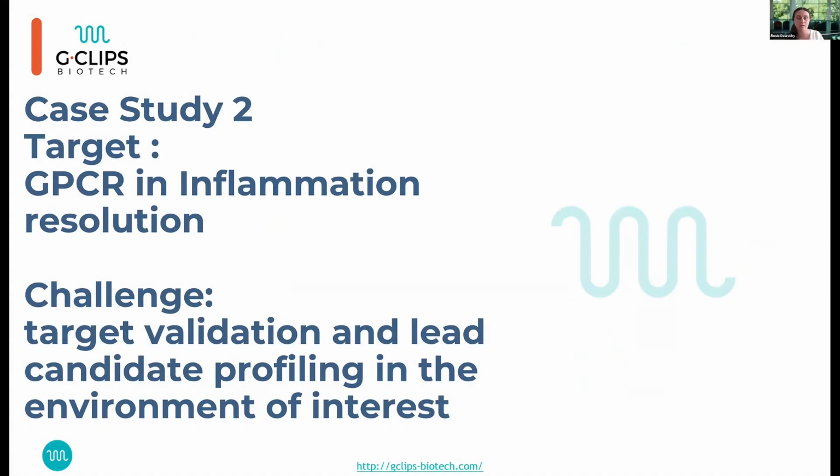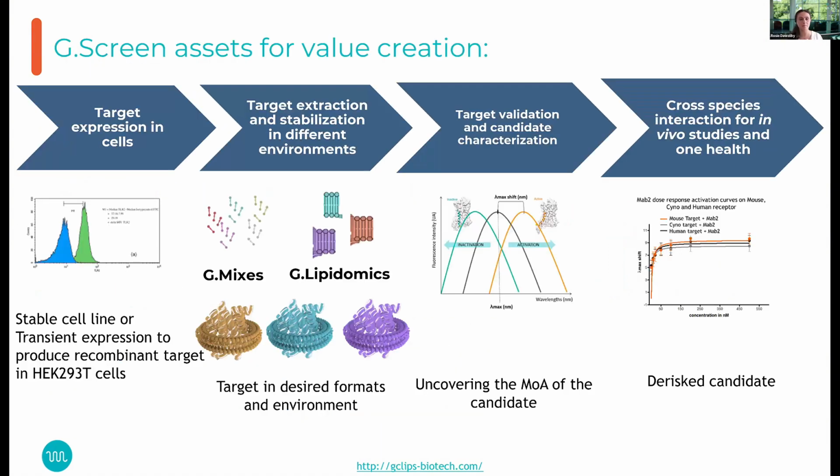And the second case study I will talk about is a G protein coupled receptor implicated in inflammation resolution. In this case, our client already had a lead candidate that worked very nicely, showing a phenotypical effect in vivo or on cells, but it was very difficult for them to show any target engagement or any in vitro binding directly between the protein of interest, the target, and the antibody of interest. So we said, okay, maybe the problem is that this protein is not in its right conformation and environment. Let's try several and see what we get.